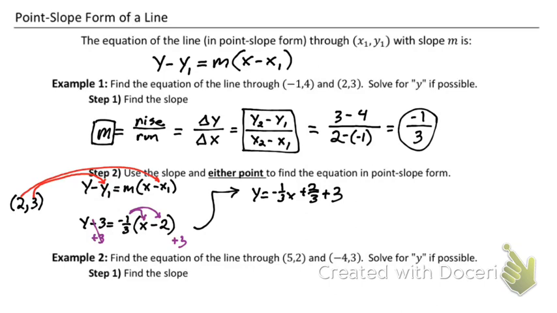We're going to use common denominators. So what I'm going to say is, well, I want 3 to have a denominator of 3. So I'm going to rewrite 3 as 9/3. Well, now we're going to have y equals negative 1/3 x plus 2/3 plus 9/3 is 11/3.